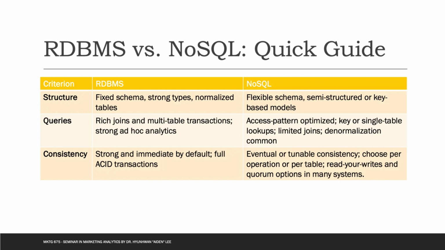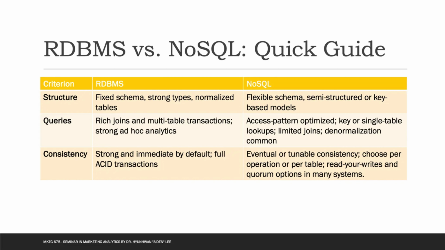Third, consistency. Many NoSQL systems offer eventual or tunable consistency. You can choose stronger guarantees for critical writes and looser guarantees for speed on less critical reads.